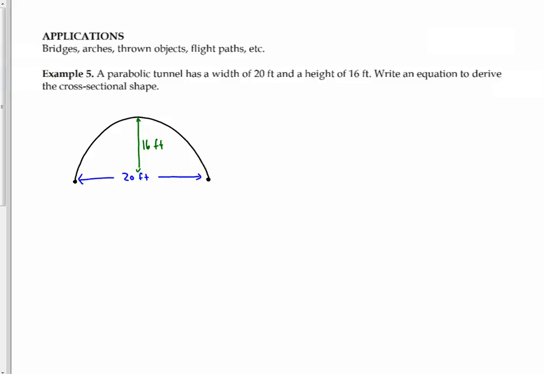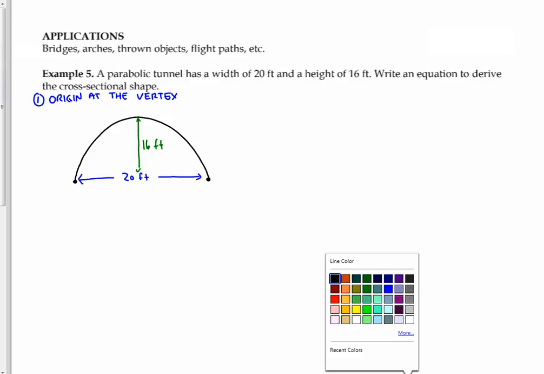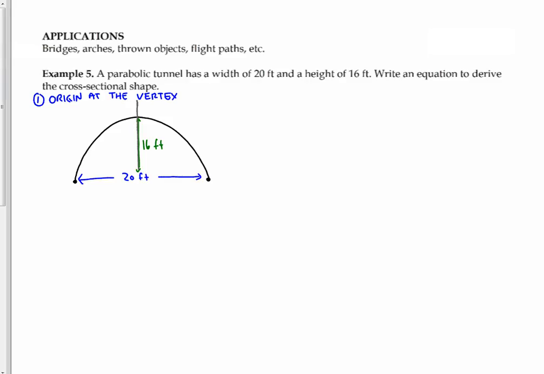So one option is if we have the origin at the vertex. So let's do option 1: origin at the vertex. Okay, so we're going to draw the axes, a y-axis and an x-axis, so that the origin is at the vertex. Okay, that's our point (0, 0).